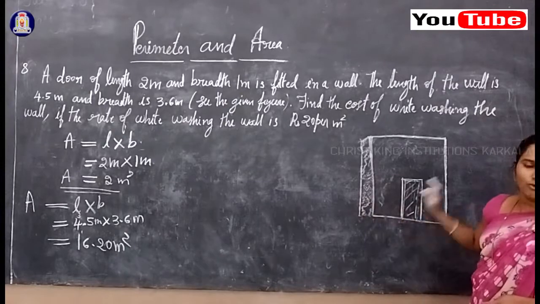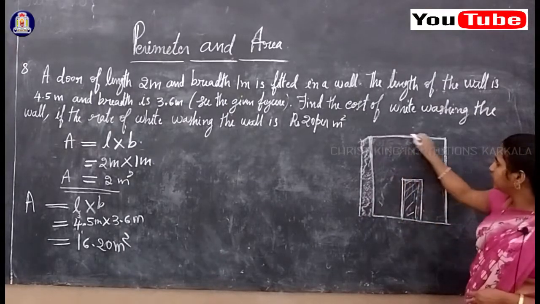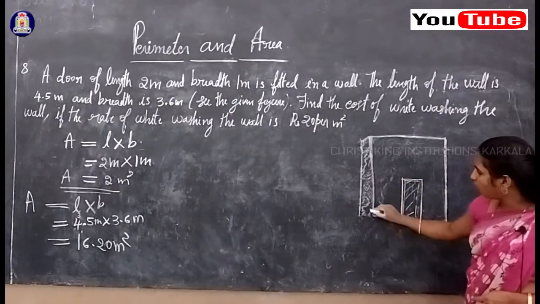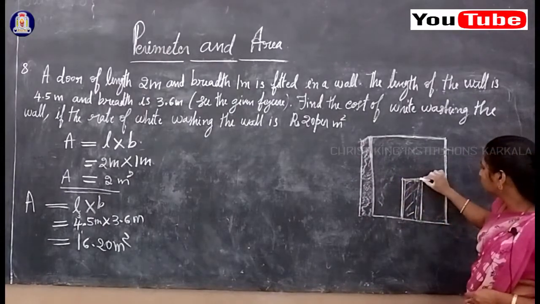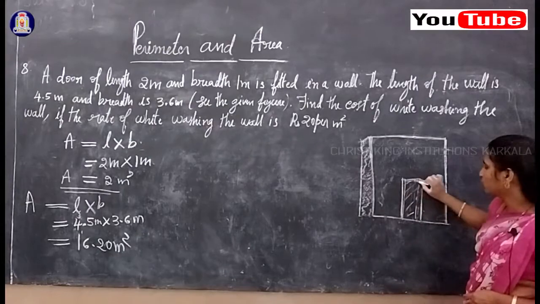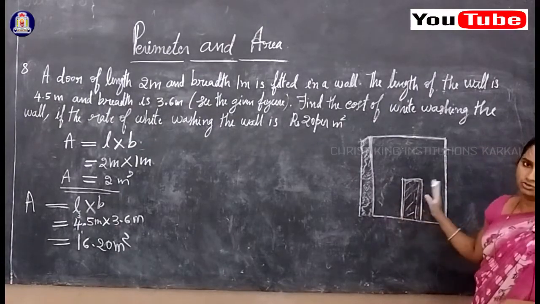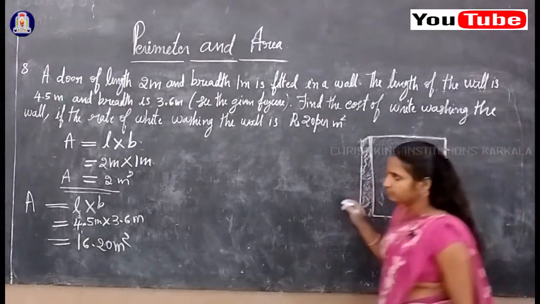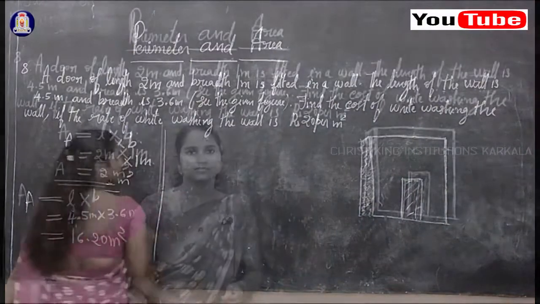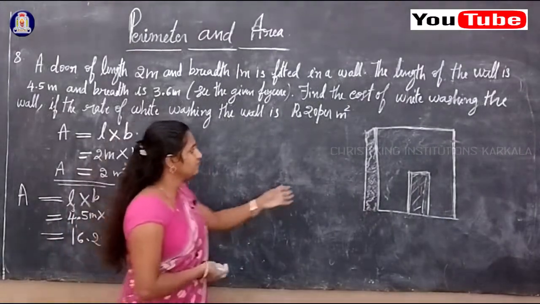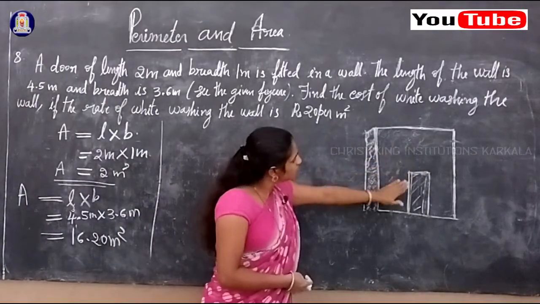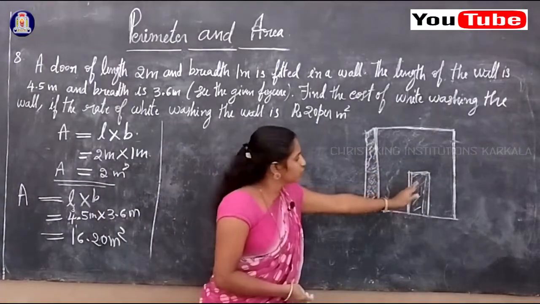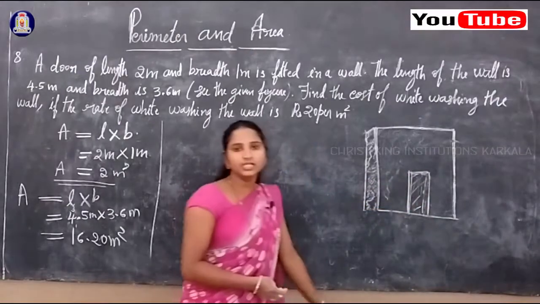Yes. So now what you have to do is, from the full area of the wall, you have to subtract the area of the door. Clear? You have to remove this door, then whitewash. So what I explained just now: the area of whitewashing the wall you want to find. So we have to remove this area of the door.